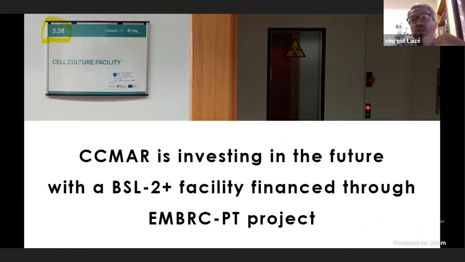I know that the Bioscale Lab is interested in that, but I know also that there are three or four more groups of the CCMAR that are interested in that. So it will happen, I hope, in the future, that we will have a cryogenic freezer.